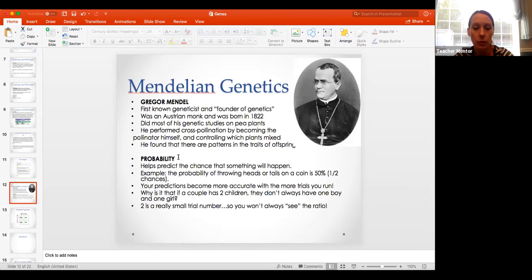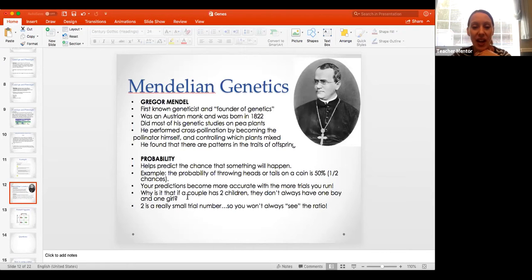And this goes into what we call probability. Probability helps us predict the chance that something is going to happen. So you think about, you throw a coin in the air and, what's the probability it's going to be heads and it's going to be tails? And that's what he used. And he created a little tool called a Punnett square to predict what would happen.